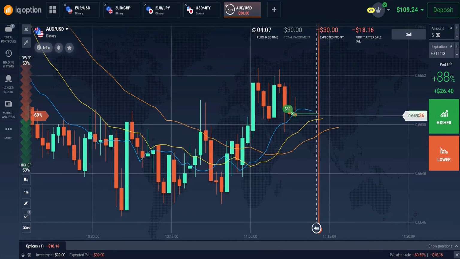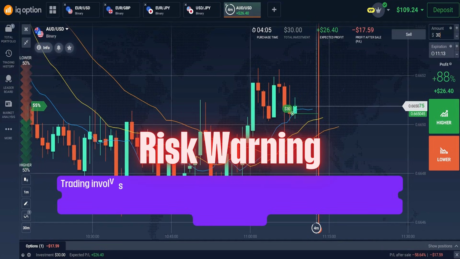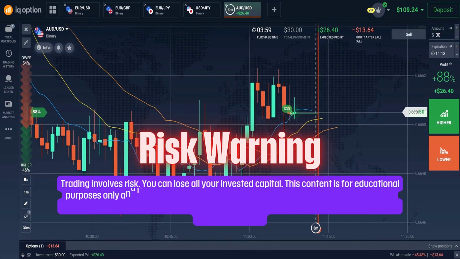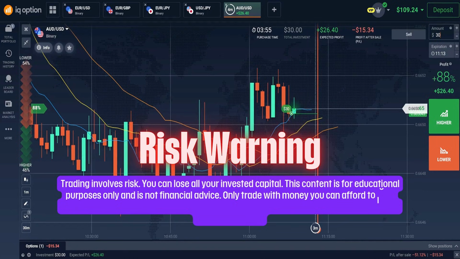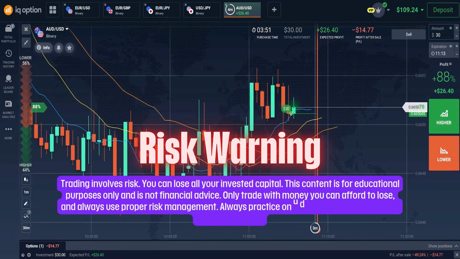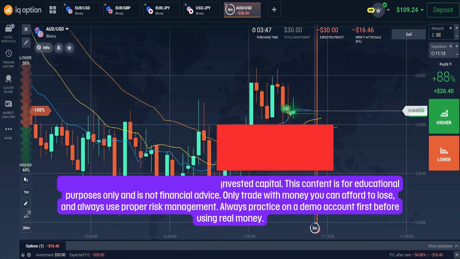charts, and rule-based entries. Quick risk warning: trading involves risk. You can lose all your invested capital. This content is for educational purposes only and is not financial advice. Only trade with money you can afford to lose, and always use proper risk management. Always practice on a demo account first before using real money.